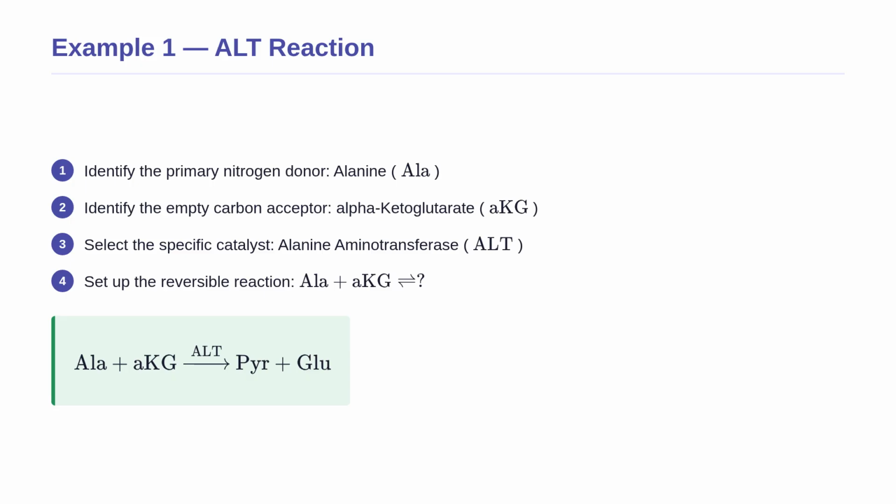We set up our equation with ALA and AKG on the left. During the reaction, alanine gives up its nitrogen to become pyruvate, which the cell uses for energy. Simultaneously, alpha-ketoglutarate accepts the nitrogen to become glutamate, safely trapping the toxic nitrogen for transport. Our final answer shows this elegant solution.